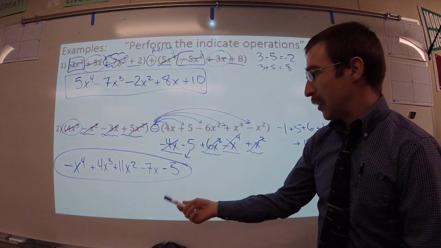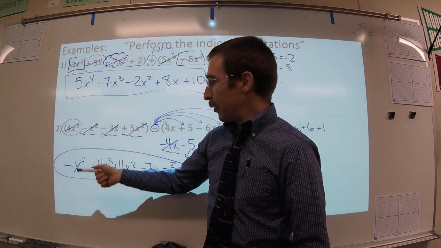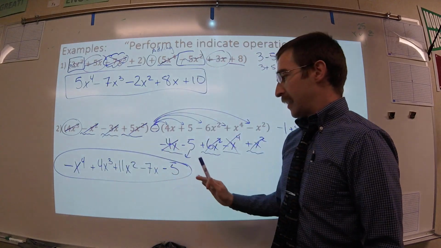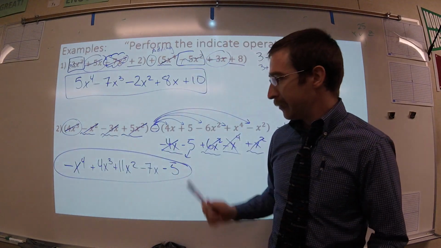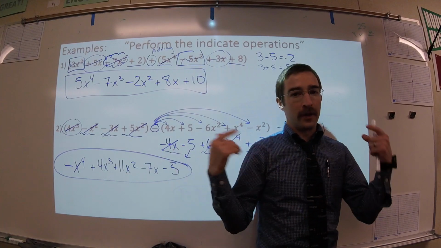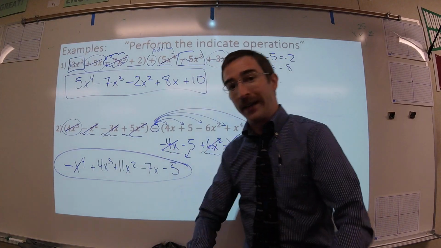Notice once again, written in standard form. Variable with the largest exponent first, constant at the end, going in decreasing order. All right. Now we got one more problem. Hold tight. Make sure you have that written down.